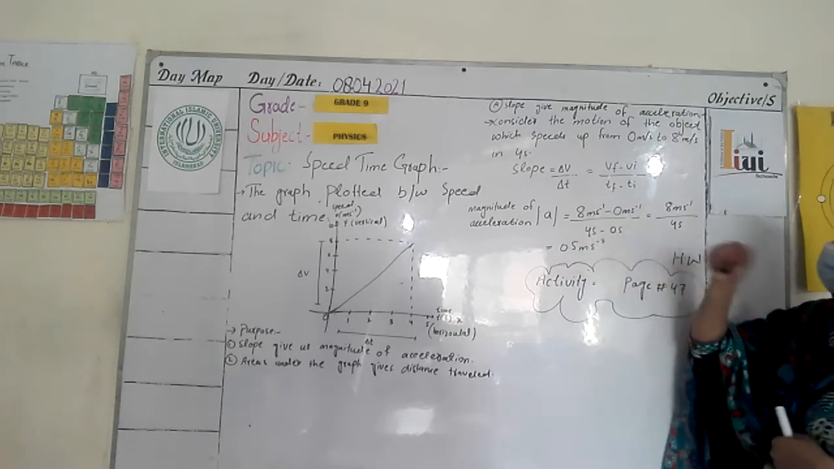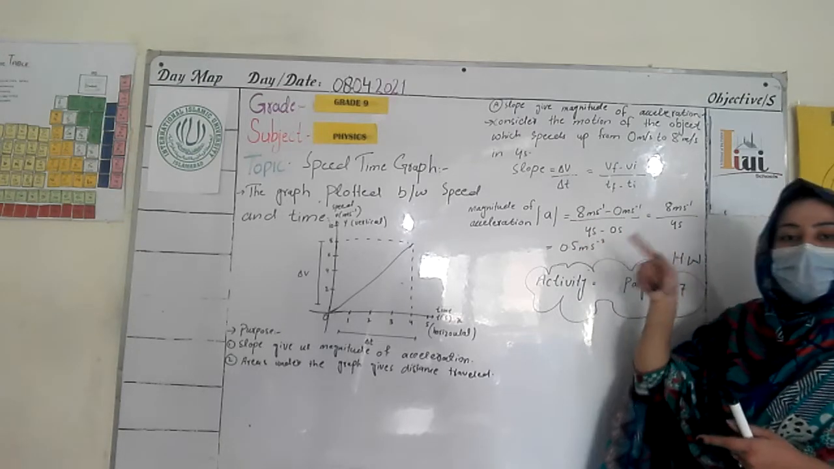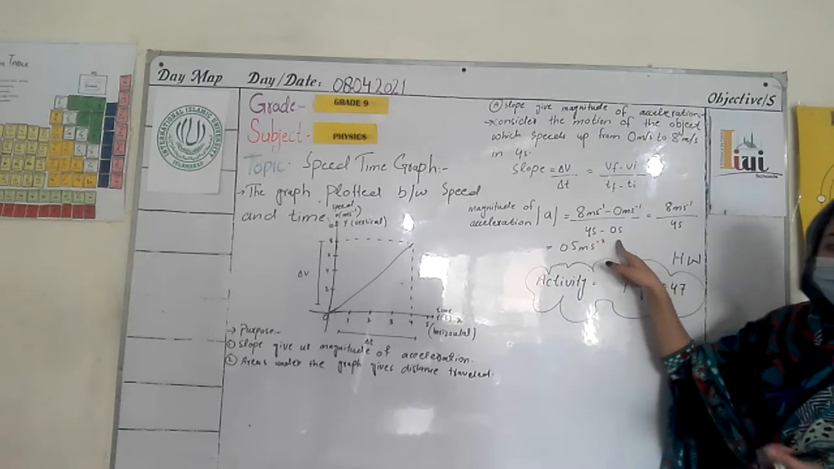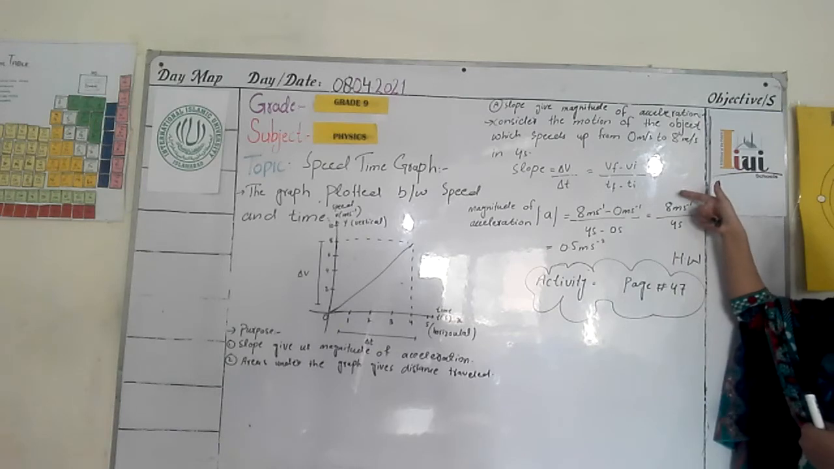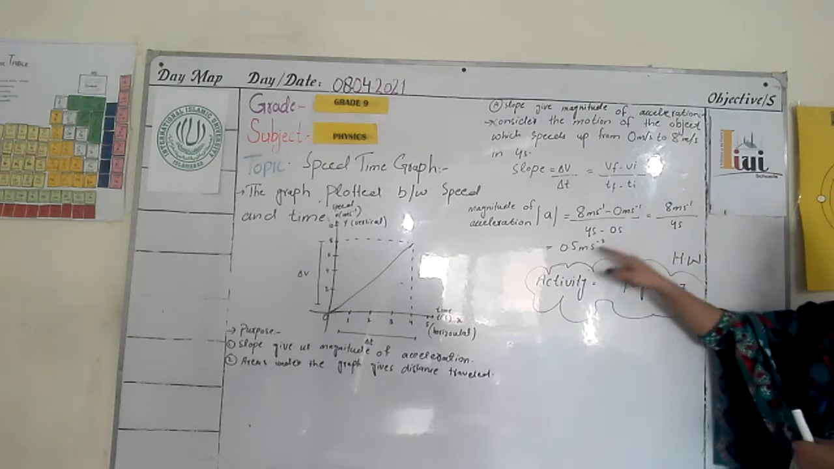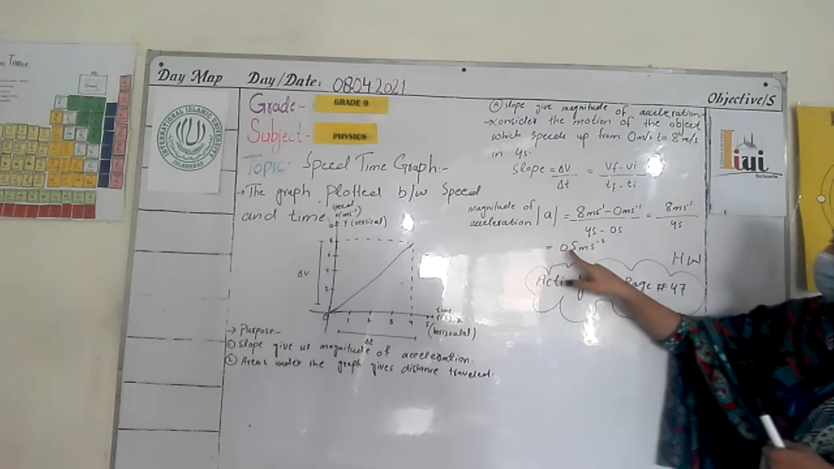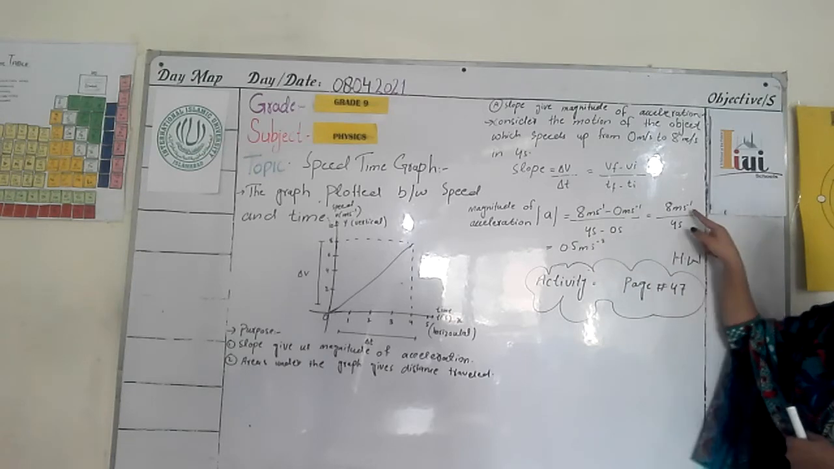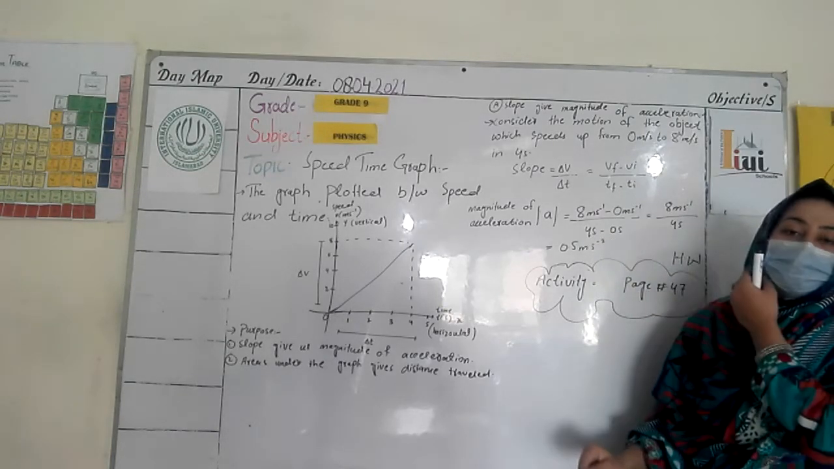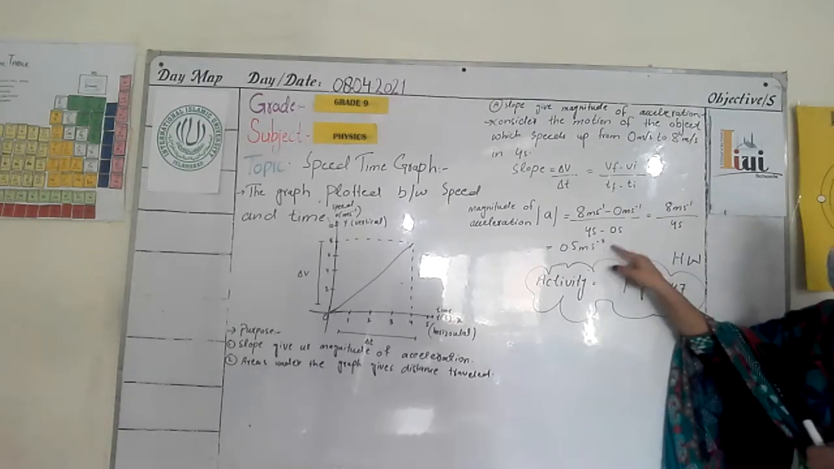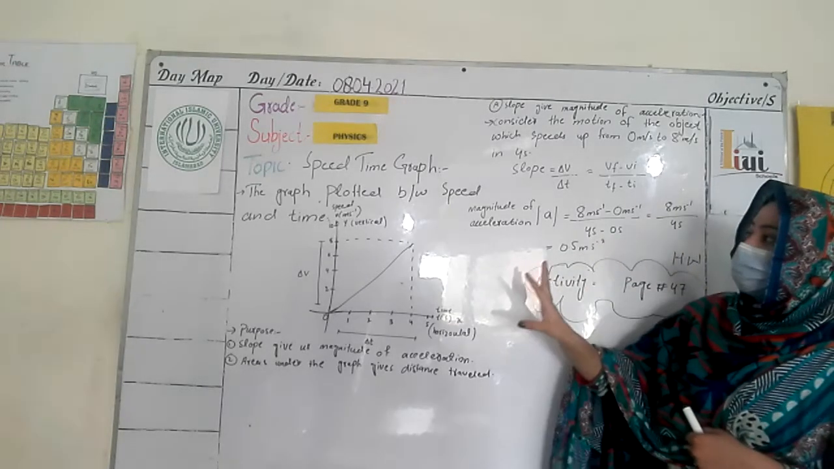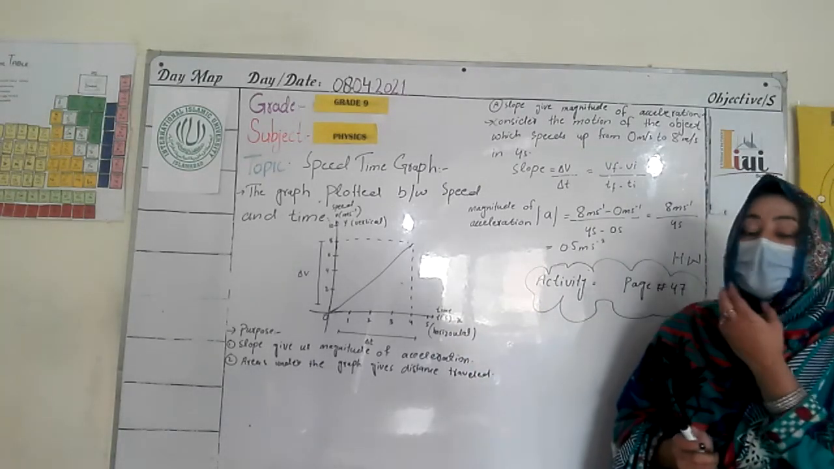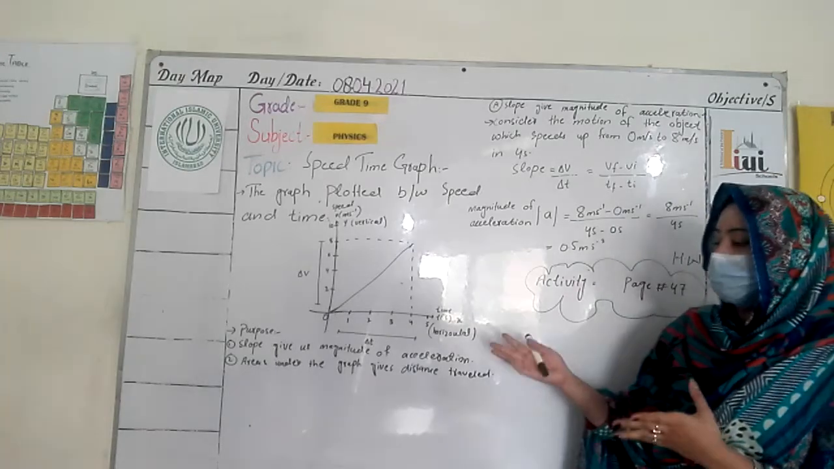What happens here? 8 minus 0 gives us 8, and 4 minus 0 gives us 4. Now divide 8 by 4, and you get the magnitude of acceleration, which is 2 meter per second square. Why do I write square? Because there are two s in the unit, so I write s square. Okay students, this is the first purpose of the speed time graph, which we use to find the magnitude of acceleration.